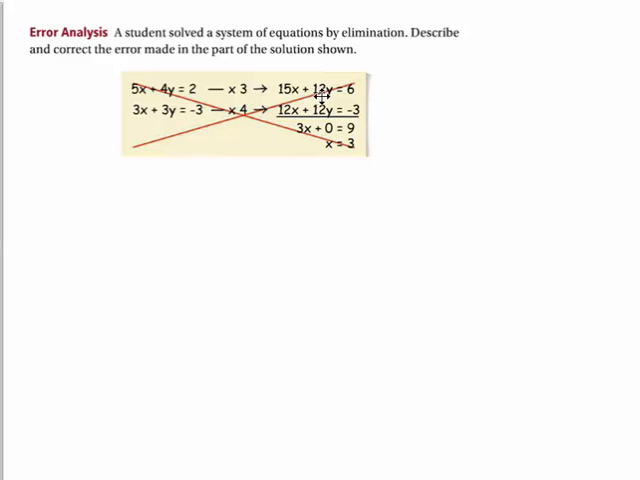But the problem is, positive 12 plus positive 12 is 24y. The mistake was right here. Remember, we need them to be opposites. One of these has to be negative.